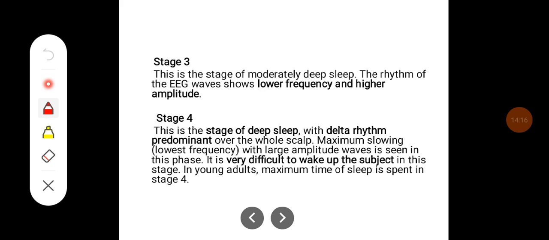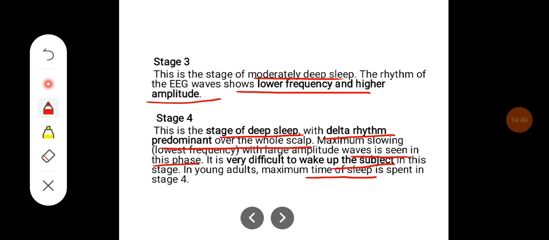Stage 3, in this stage, it's a moderately deep sleep. The rhythm of the EEG waves shows lower frequency and higher amplitude. Stage 4 is a stage of deep sleep with a delta rhythm predominant over the whole scale. Maximum slowing with large amplitude waves is seen in this phase. So it is very difficult to wake up the subject in this stage. In young adults, the maximum time of sleep is spent in stage 4.